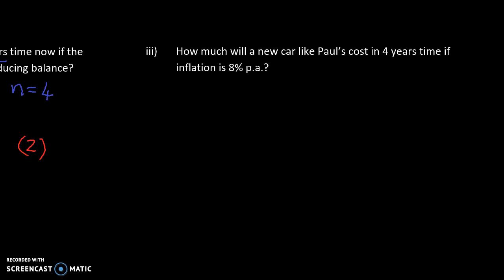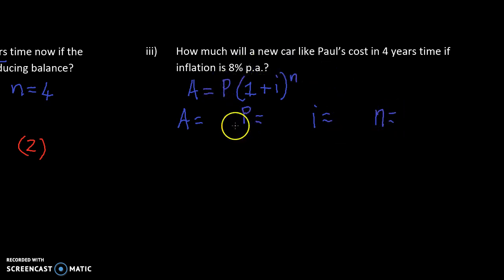Last question for this particular part says, how much will a new car like Paul's cost in 4 years' time if the inflation is 8% per annum? The only tricky part about this is to remember that inflation is always calculated using compound interest. If you don't remember that, you're going to use the wrong formula, and then things are just going to get messy. To start off, I always start by writing down the possible variables that we do have values for.